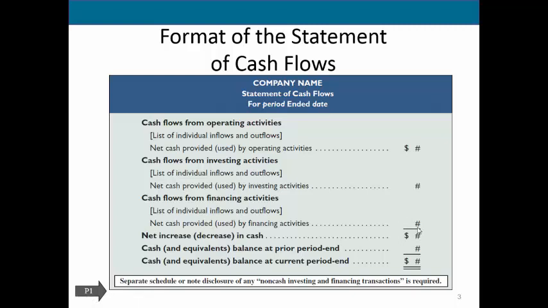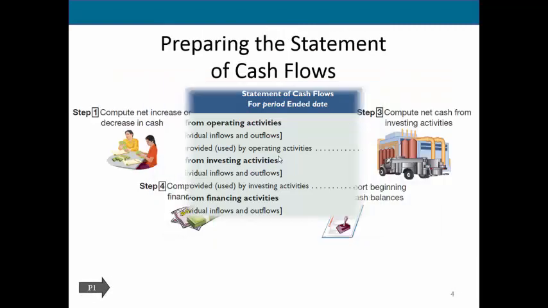Now, when we move forward and begin talking about the direct versus the indirect method, that's only going to affect this first section, the cash flows from operations. It's not going to affect how we do our investing or financing activities. It's only going to be a choice in how we calculate the cash flows from our operations.